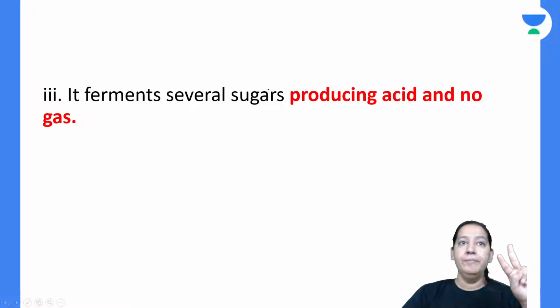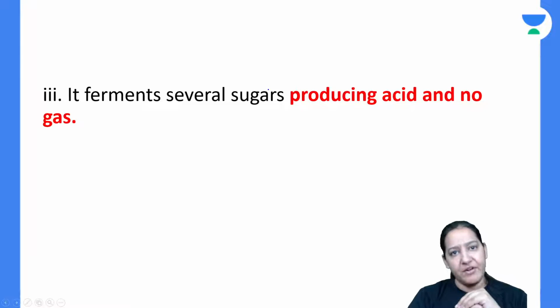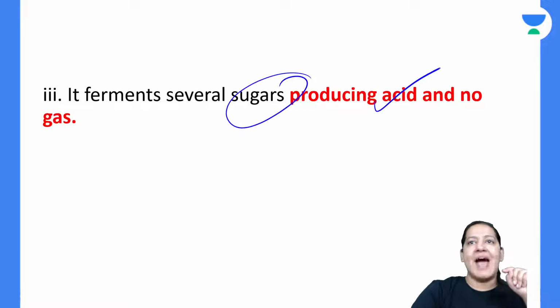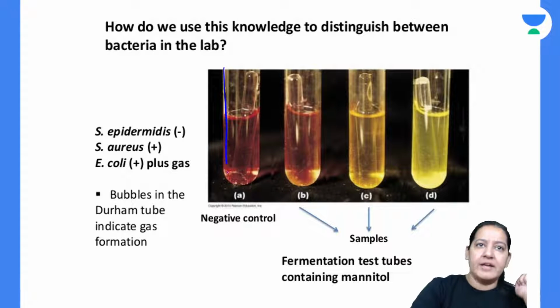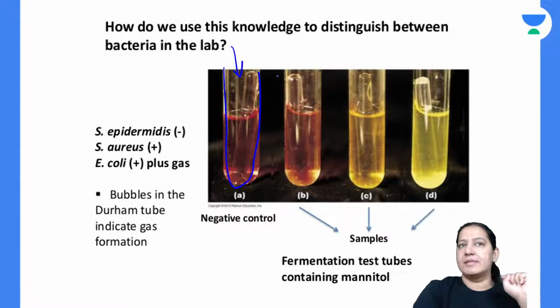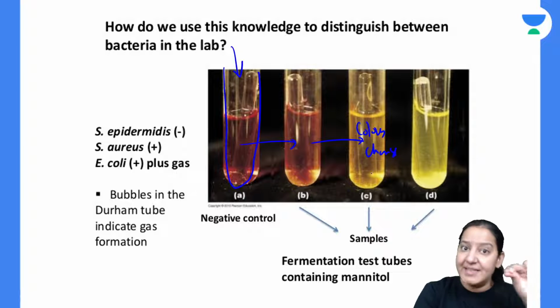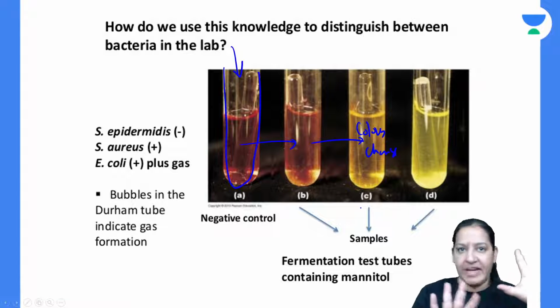Coming on the third. What about sugar fermentation? Does it ferment sugar? Yes, it ferments sugar. It ferments all sugars. It produces acid but no gas. It is not a gas forming bacteria. Yesterday also I have taught you how to test for sugar fermentation. You take sugar in a test tube. This is a test tube containing sugar. You add your specimen containing bacteria in this. If the bacteria ferment sugar, acid will be formed, and because of the formation of acid, color change will take place. Change in color is indicating that acid is formed and sugar fermentation has taken place, right?